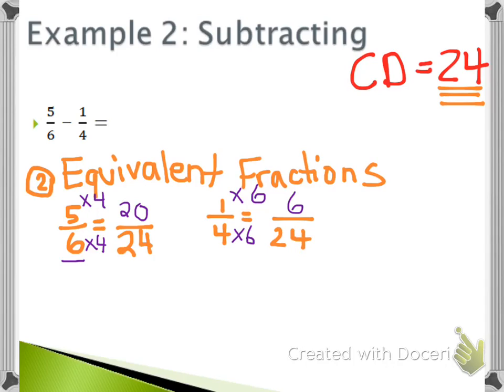And so now I have two new fractions that I can work with. I have 20 over 24, or 20 24ths. And I have 6 over 24, or 6 24ths. And so now that I have my two equivalent fractions, I can go ahead and move on to step 3, which is to solve my problem.